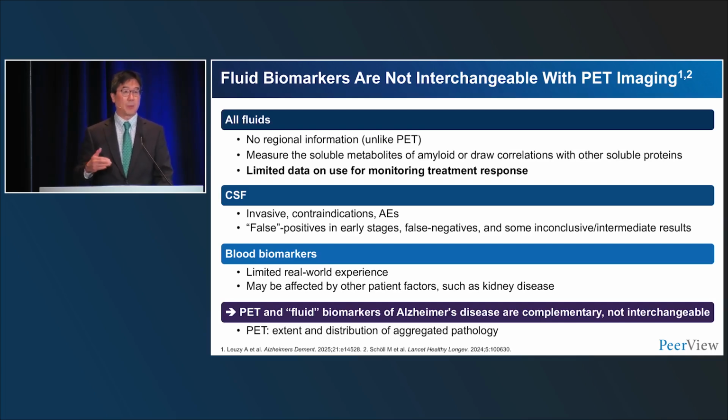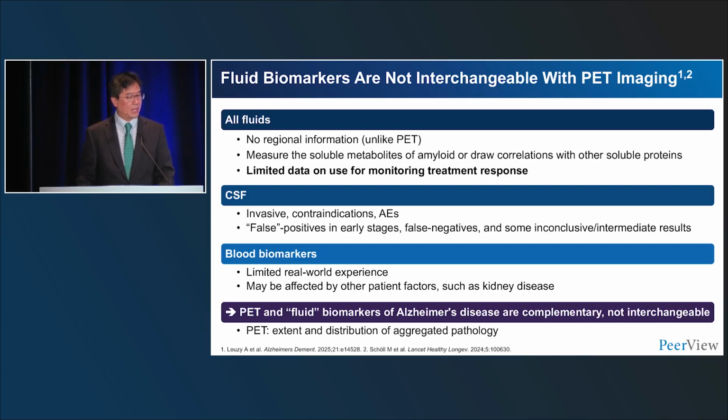Blood biomarkers are getting there, and of course that avoids the issue of the LP, so you can see the attractiveness to blood biomarkers, but limited real-world experience there, and that may be affected by other patient factors, for example, kidney disease. We need to figure out in those special patient populations where the blood biomarkers still could be erroneous.